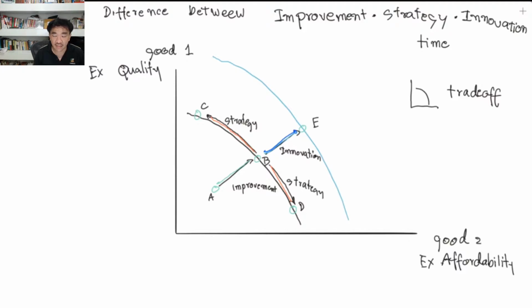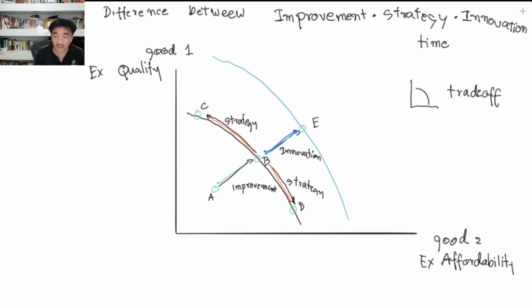So if your company is at point A, where the quality is still poor and the affordability is still very poor, and you want to move from point A to point B, we don't call this a strategy. We call this improvement, because you can improve without any constraint. Basically, you're just getting better and hitting point B. At point B, if you want to move further outward, you cannot anymore, because you have already hit something called a trade-off.